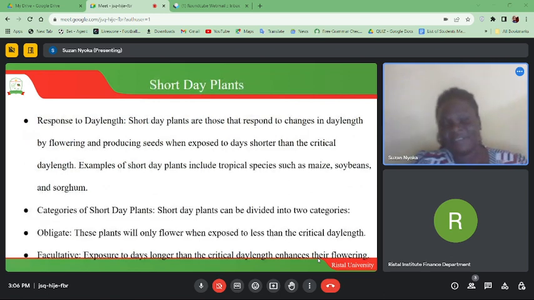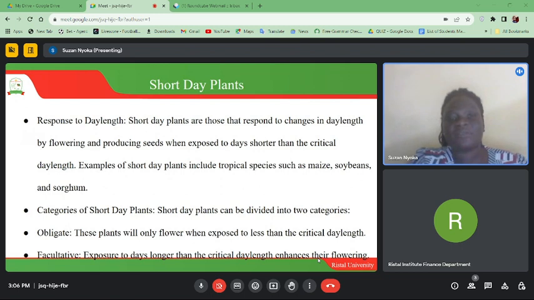And then the short day plants and the response to day length. Short day plants are those that respond to changes in day length by flowering and producing seeds when exposed to days shorter than the critical day length. Examples of short day plants include maize, soybeans, and sorghum.